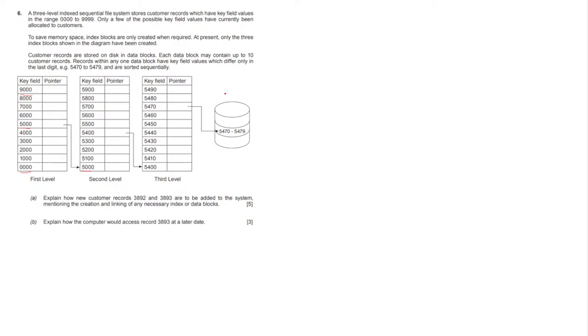So what we need to do is first create a second level. So we need 3892. So we're going to go 3000. So we're going to start here, and I'm going to draw it for you. I'd have my table like this. Draw my key field, draw my pointer. And then I would have my set, I'll just copy what they've done. Look, they've gone from 5000 to 5900. So I've got 3000 in there, and it goes up to 3900, all right?